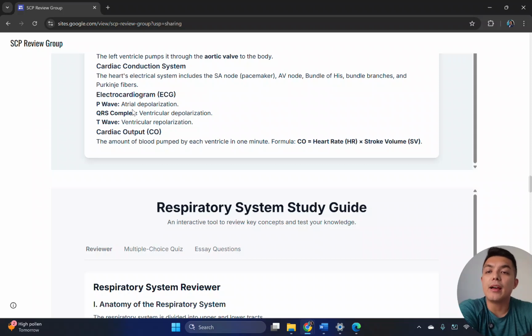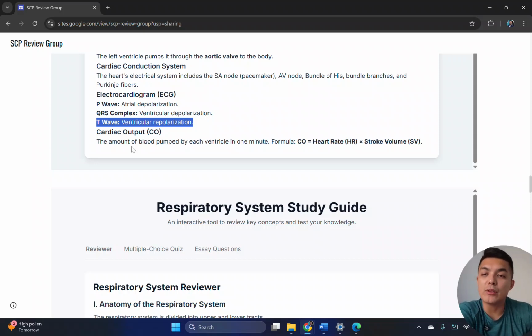Next is the electrocardiogram or ECG, or in other resources it's EKG. This is just the depolarization and repolarization. So the P wave is the atrial depolarization. The QRS complex is the ventricular depolarization. And the T wave is the ventricular repolarization, or going back to its resting state.